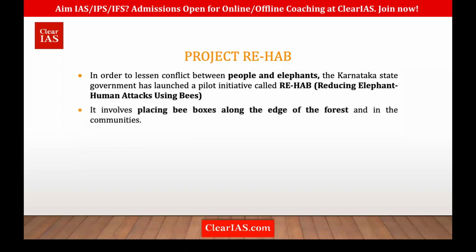So along the edge of the forest, for example in the buffer zone, where there is continuity after the forest, there are agriculture plantations. Remember, if there is any situation like that, at the border, at the edge, they create bee boxes. They start cultivation of honeybees. So whenever the elephant tries to come to these agriculture plantations, especially sugarcane plantations, this bee hums.